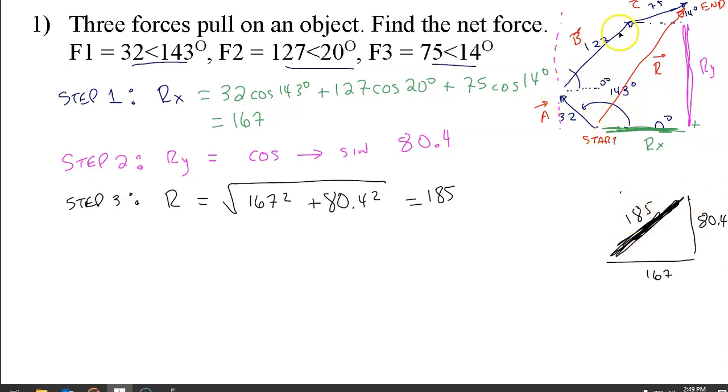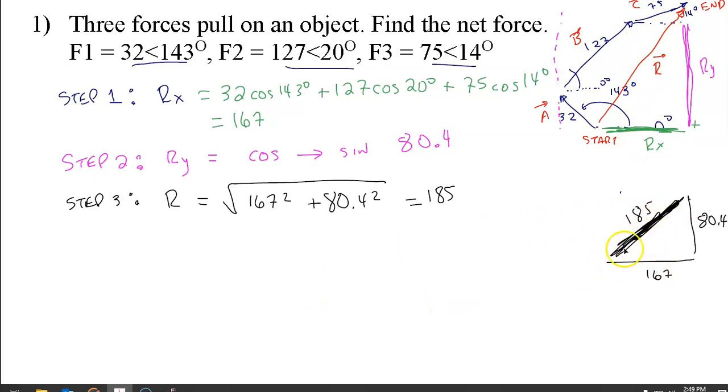Notice that we went 32 and 127 and 75, so that's about 230 steps we took, but we were changing direction. We went left and then we went right. Some of that canceled out, up, up, up. The end result is that we ended up 185 steps away from where we started.